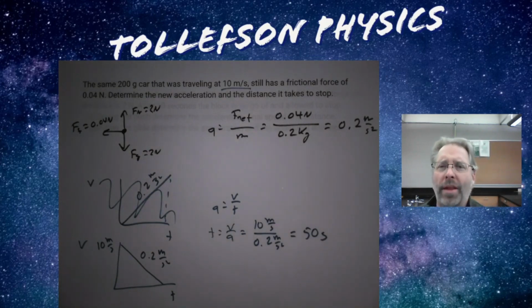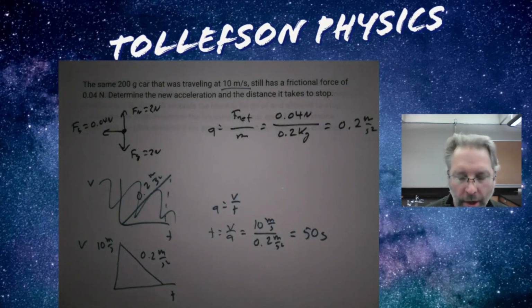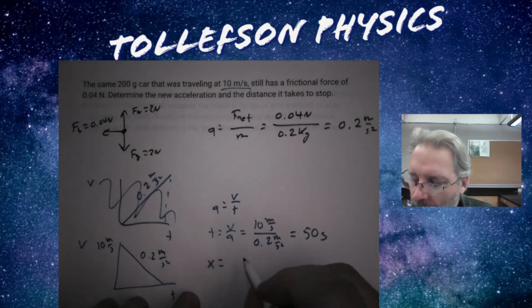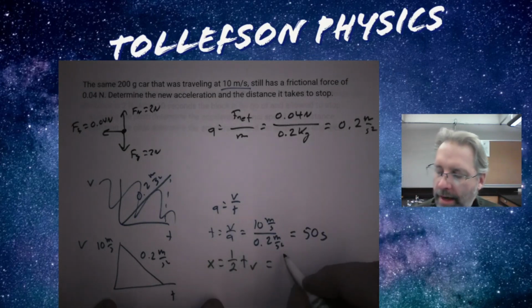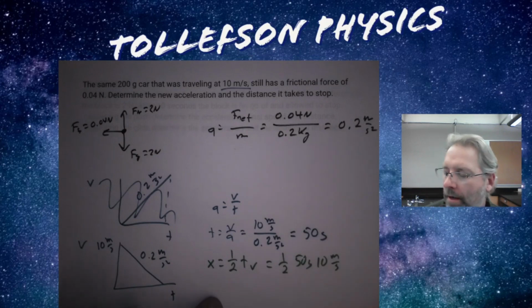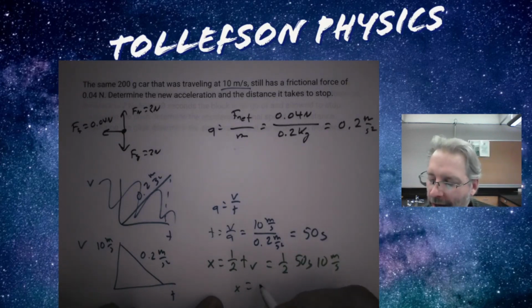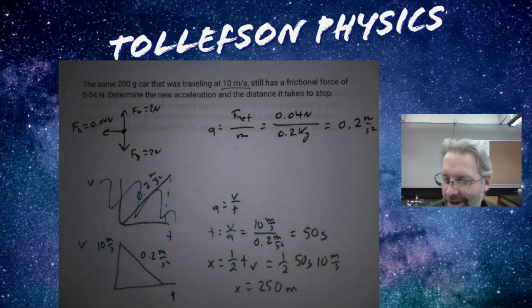The friction's super low on this, and so it's going to keep going. It was going at a pretty good clip, 10 meters per second, so it's going to go a pretty good distance. What is the distance? Well, that's the last question, right? So x equals, it's a triangle again, 1/2 the base times the height, so 1/2 times my new time, 50 seconds, and my height, 10 meters per second. You can do this however you want. So I guess we could do 50 times 10 is 500. Divide that by 2. So this goes another 250 meters.